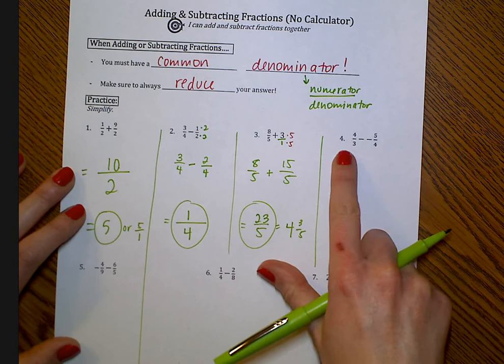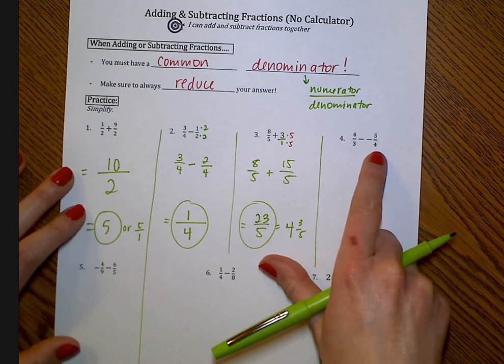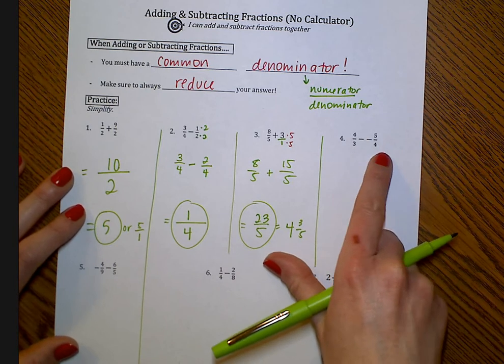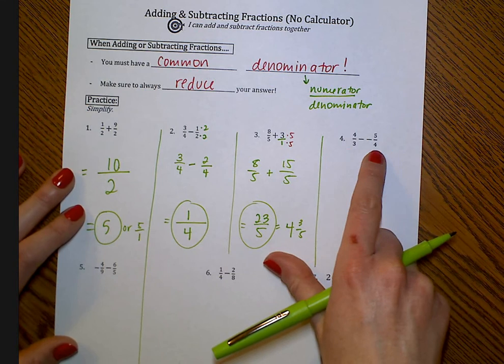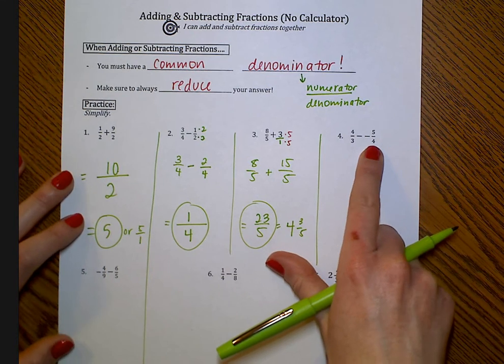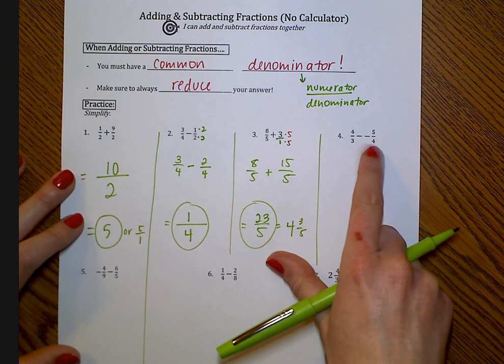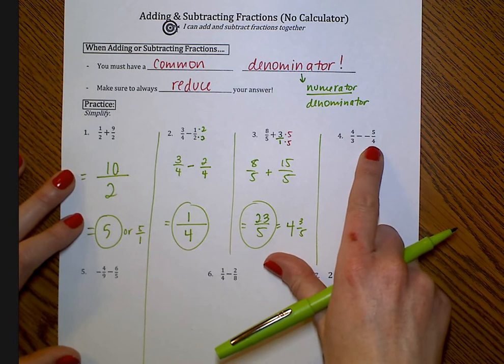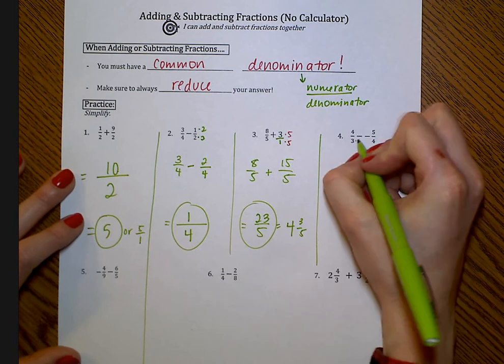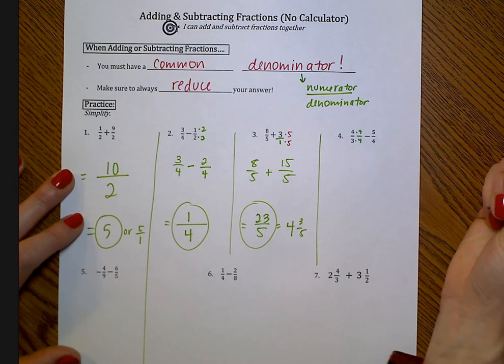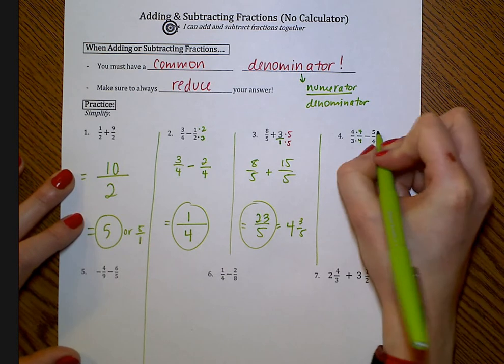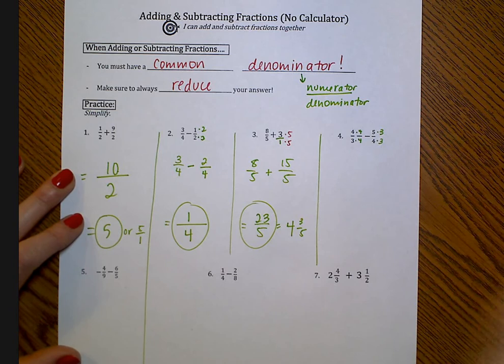Okay, number 4 is an example where I have to change both of the numbers on bottom. So I see 3, I see 4. I need those to match. I just do 3 times 4, and I aim to make them both 12. So I need to multiply the first fraction on top and bottom by 4, and the second one on top and bottom by 3. So the entire problem is going to look different.